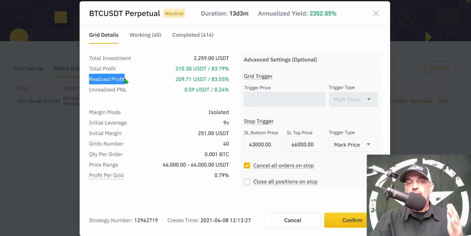Now, my realized profit is actually captured and in my account, and that is 209 USDT, again, just shy of 84%. And then the unrealized profit, so that hasn't been captured in my account yet, is just about half of a USDT. So with that all being said, for a 13-day period, this bot has produced almost 84% profit, and in my view, it is currently winning the battle.